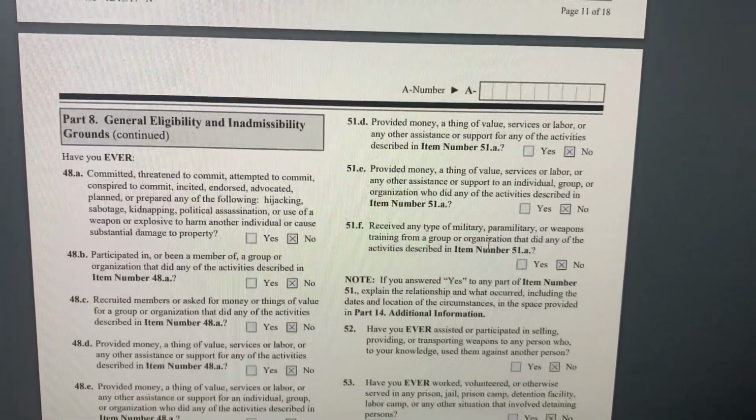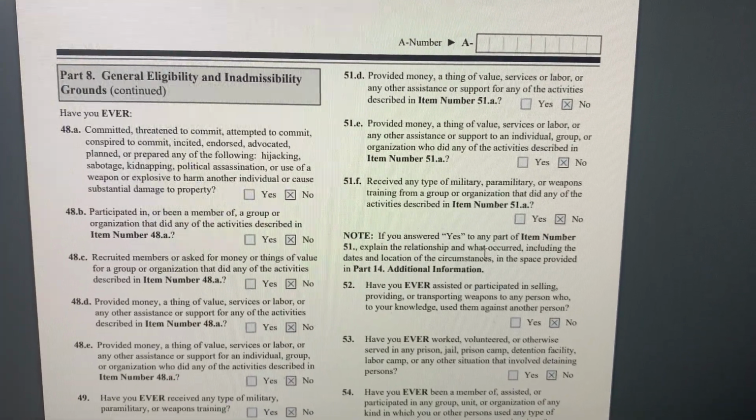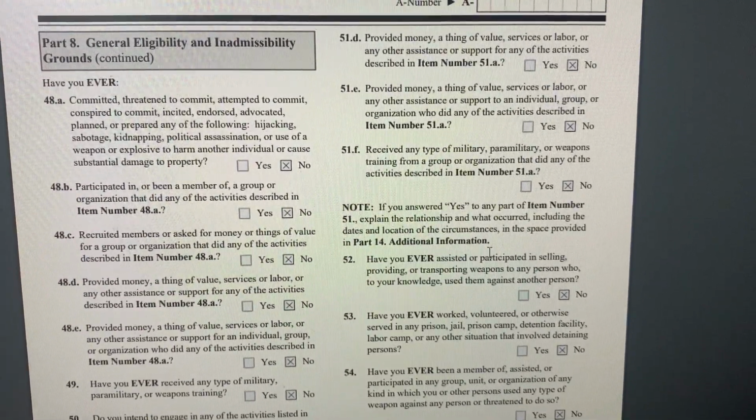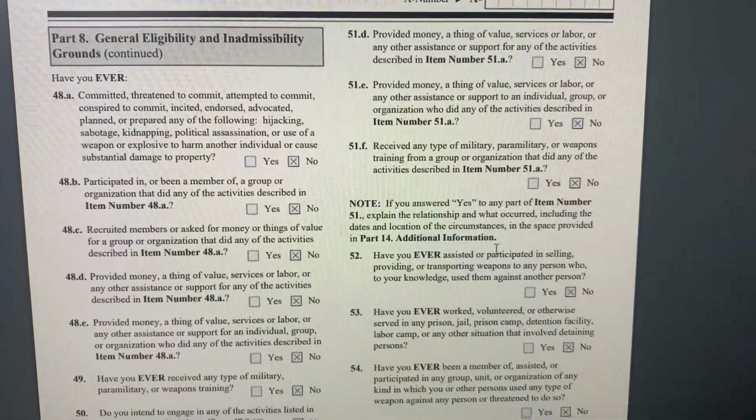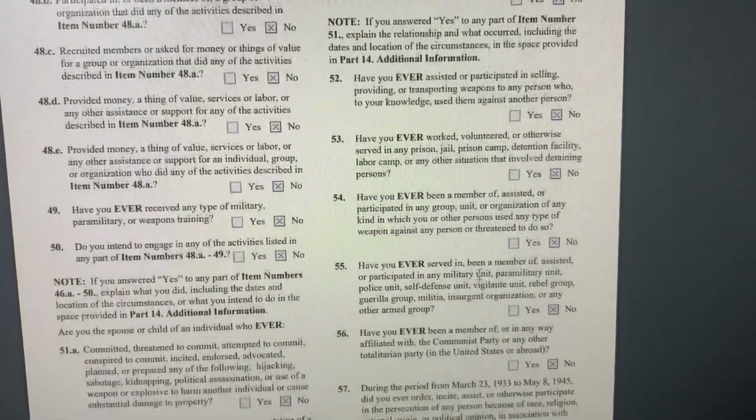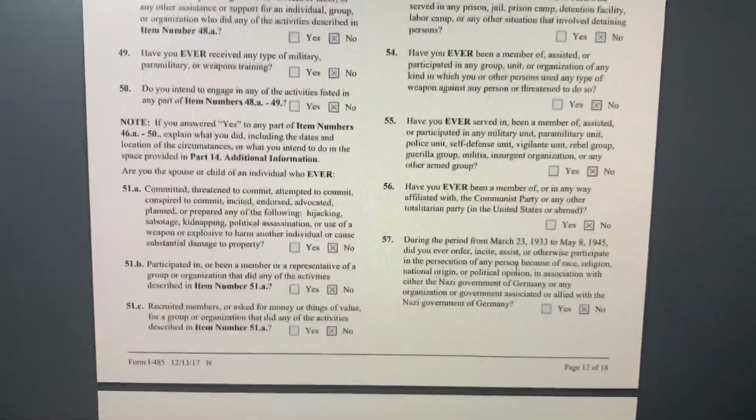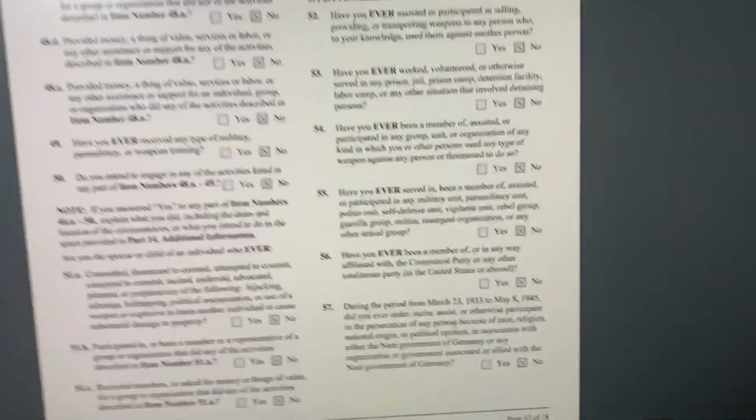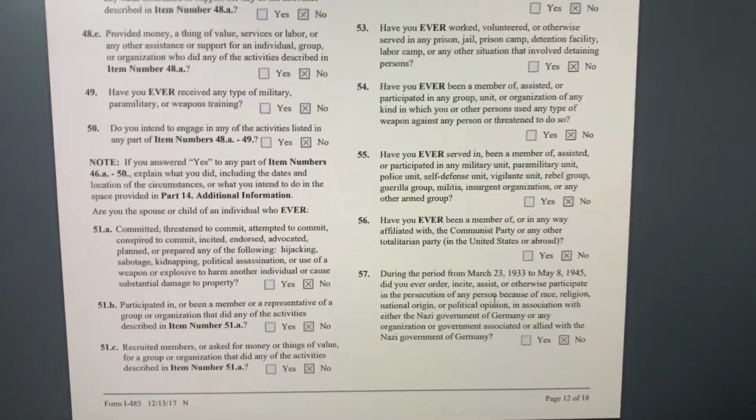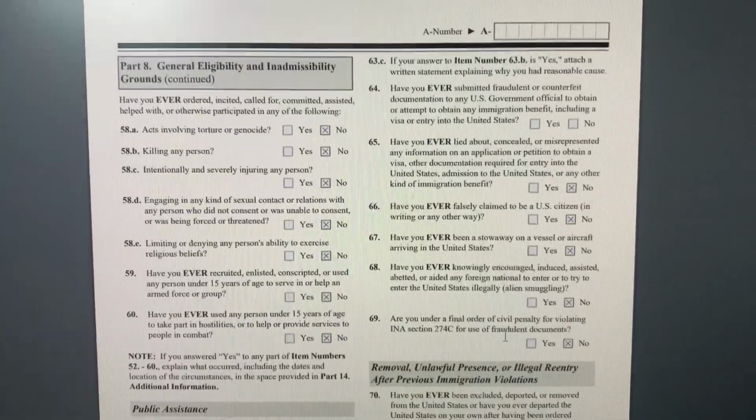It's continuing for the general eligibility and inadmissibility grounds, continued. So I put a no to most of them too, because I've never been involved in any such criminal acts or organizations. So you just put no in it. So remember guys, don't follow my answer. You need to be honest. If you've been part of an organization, you have a spot for that after this.